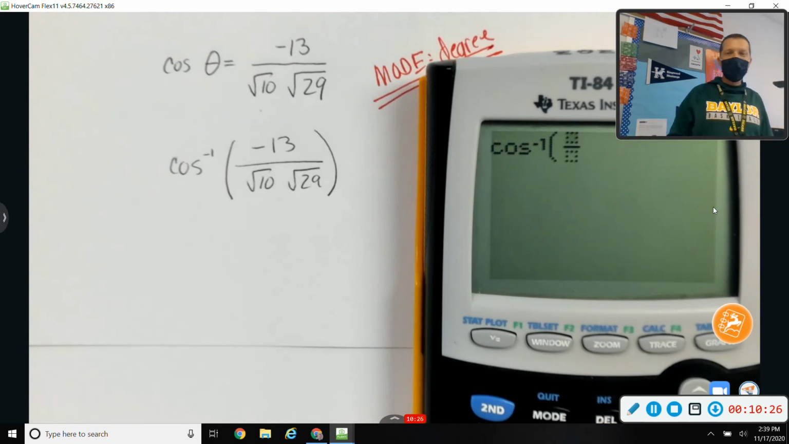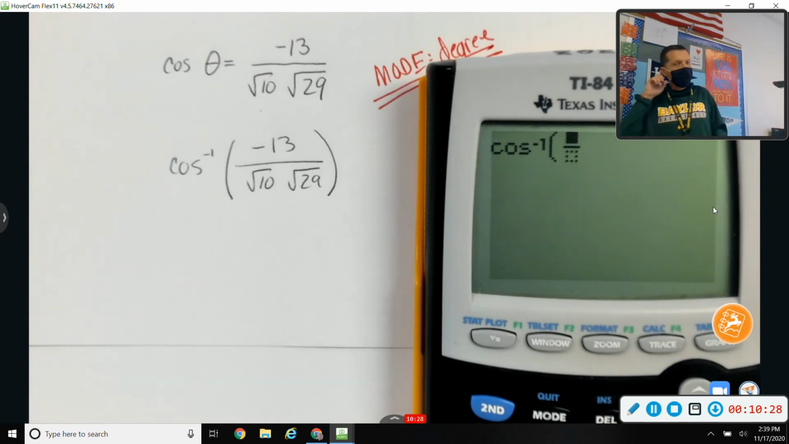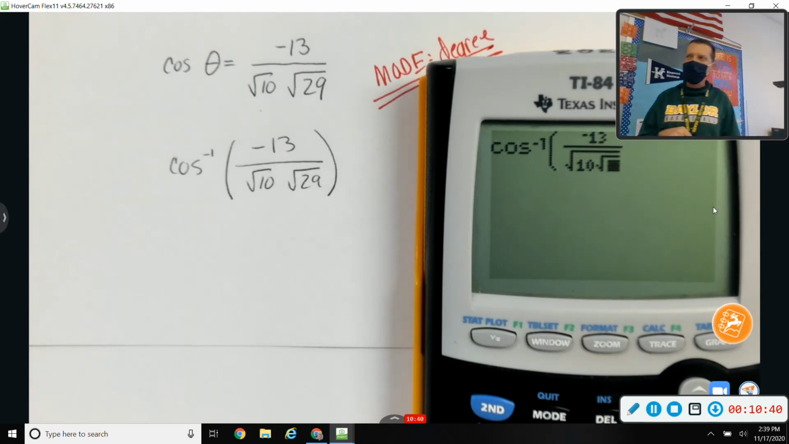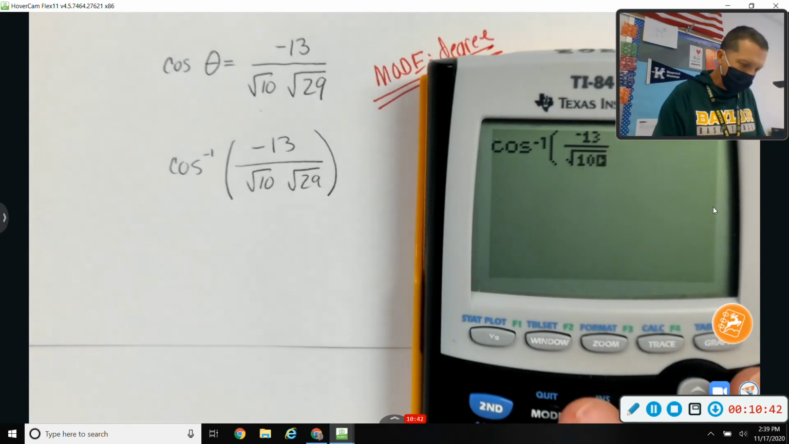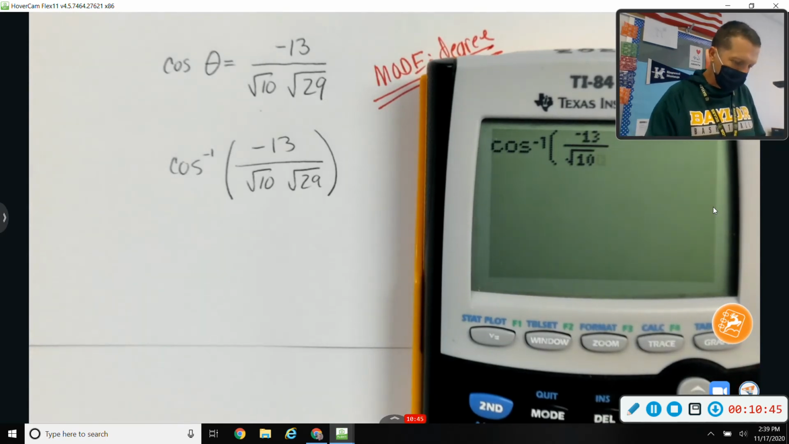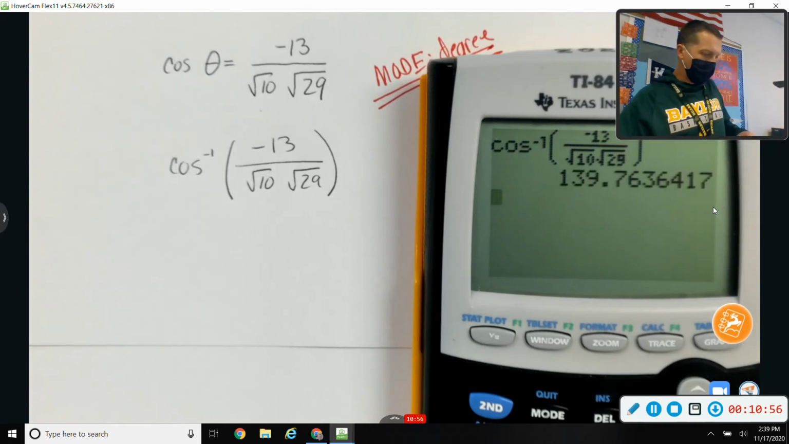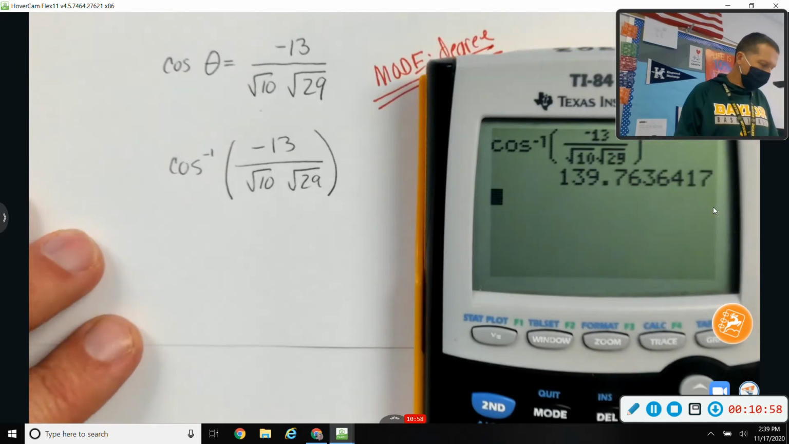I'm going to use the fraction thing because I think that'll help me from making a parentheses mistake. Negative 13, square root of 10. Be careful, don't just go square root, because now you got the square root of a square root, so you can really mess that up if you're not paying attention. So arrow out of that square root, then do your other square root. If you're watching, you'll see that happens and you can go fix it. So the angle between them is 139.8.